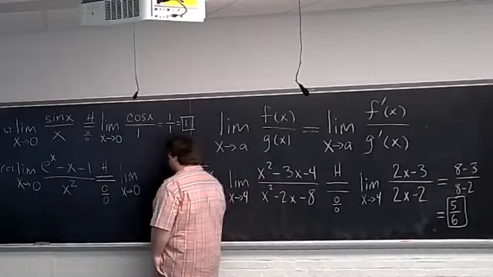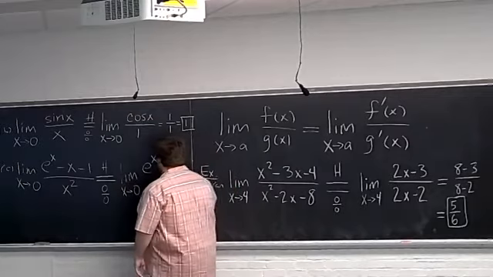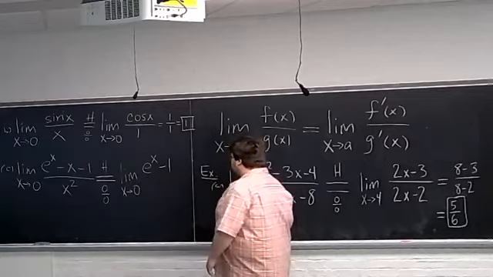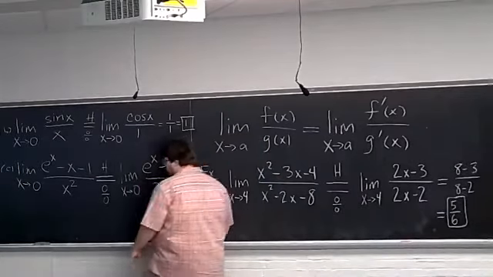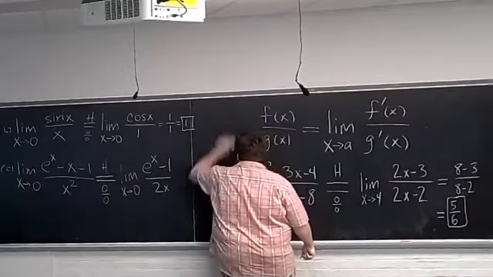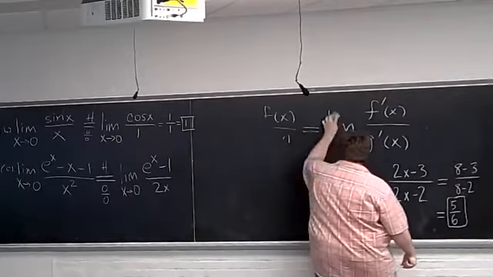Derivative of the top: derivative of e to the x is itself, and derivative of negative x is negative 1. The 1 is constant, so its derivative is 0. Divided by 2x. And now, what happens when we substitute here?